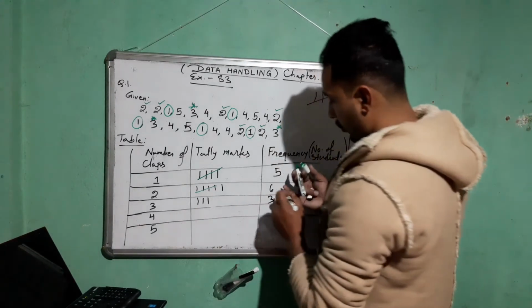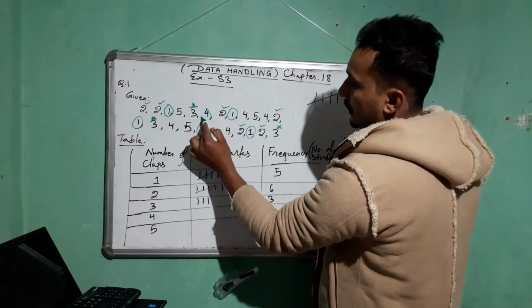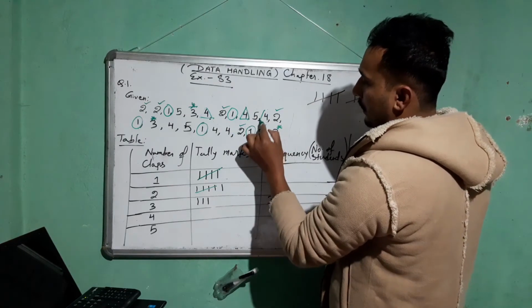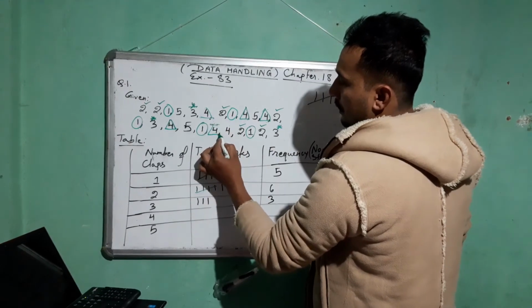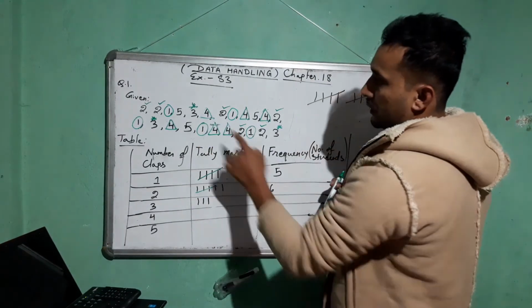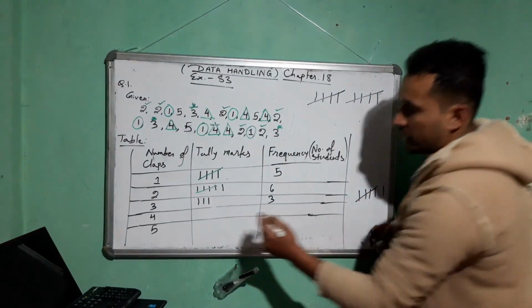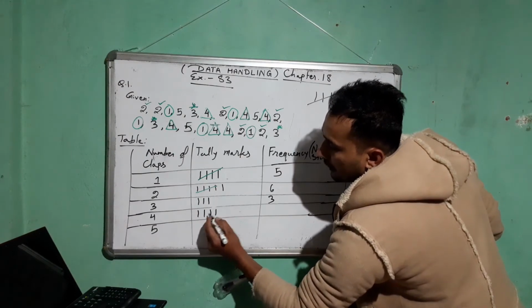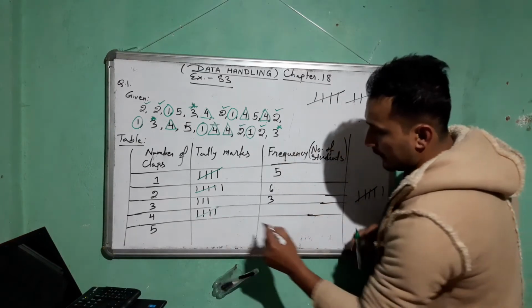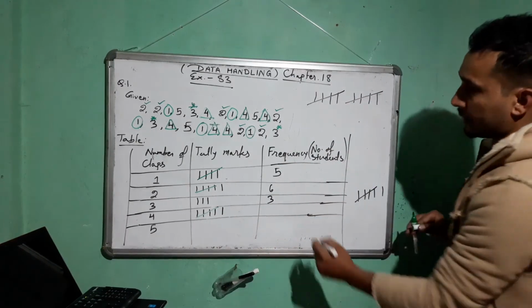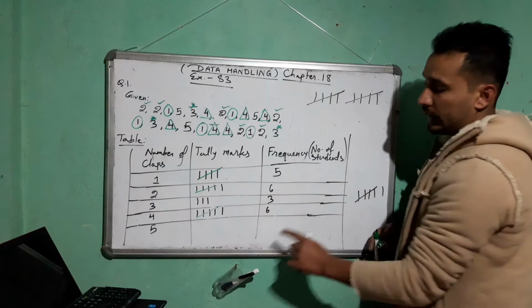Next, 4 claps. How many 4s are there? I'll make a triangle like this for 4. So 1, 2, 3, 4, 5, 6. 6 4s are there. Okay. 1, 2, 3, 4, with this 5, and the last one is 6. Frequency: the number of occurrences of 4 is 6 times.